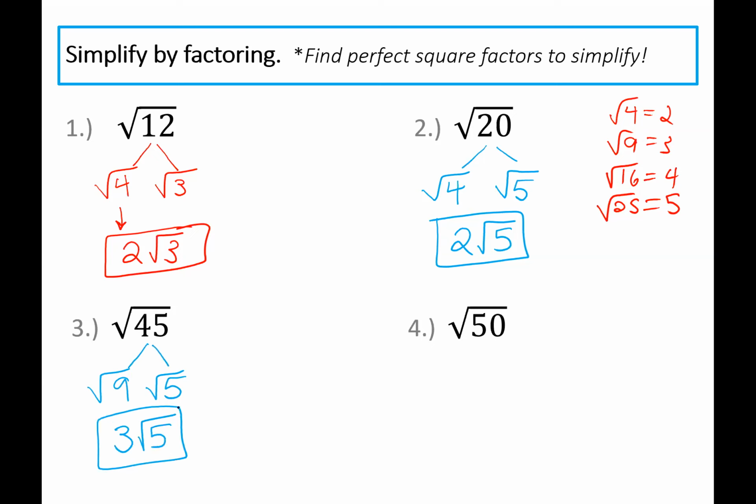Okay, so again, square root of 45, break it down. Square root of 9 times square root of 5, and that's now just 3 square root of 5.